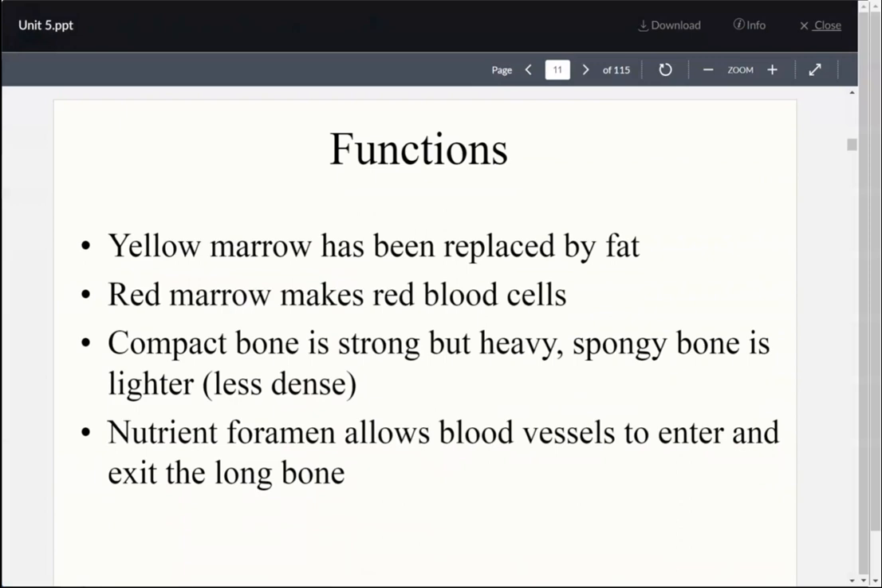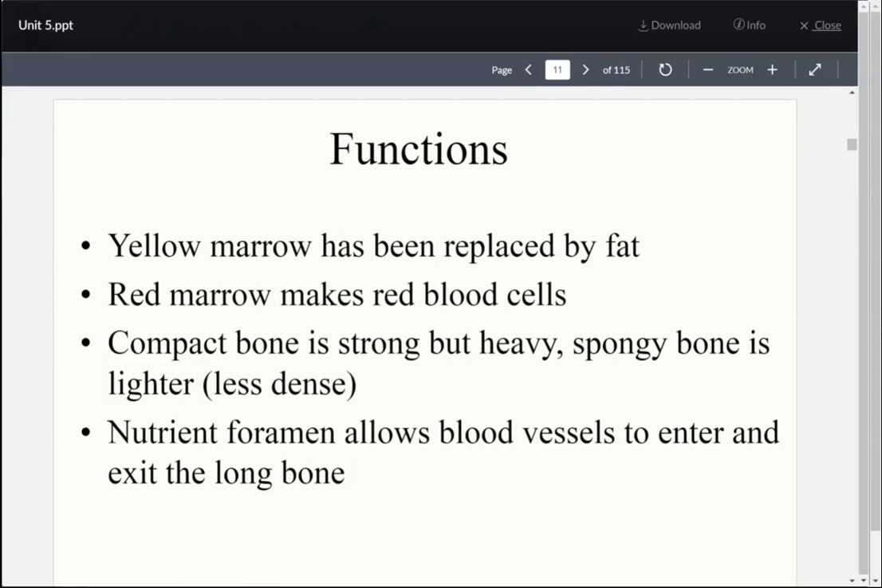However, as you age, that red marrow is replaced with yellow marrow. And yellow marrow is just fat. So as you age, your red blood cell production is replaced by fat storage. And this continues as you get older and older. There's a reason why our older patients have, as a population, lower red blood cell counts. We use a different table for them because they're not making as much blood.